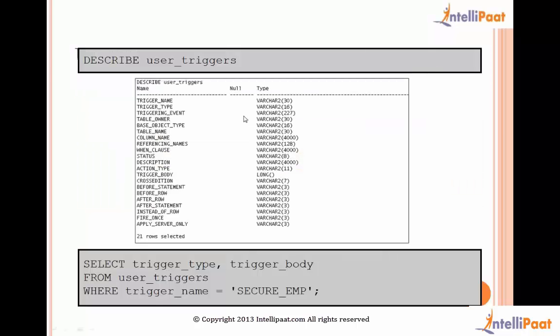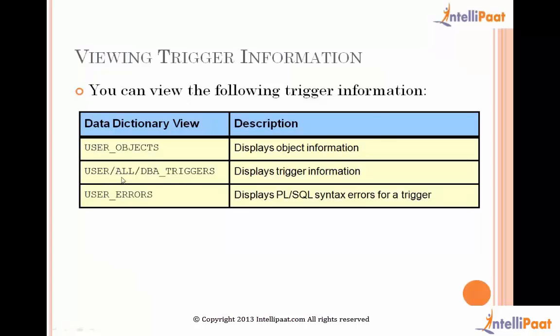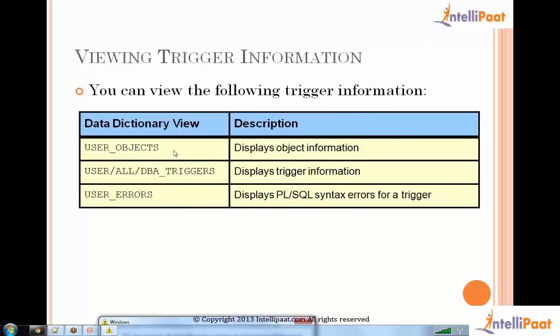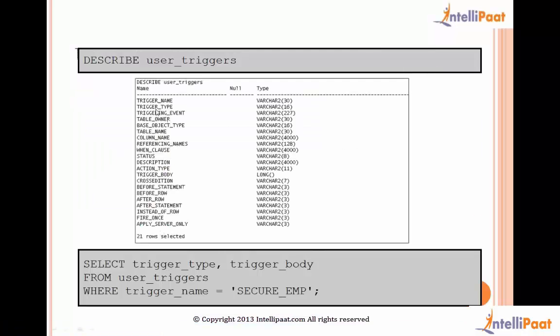You can describe the trigger. It will give the trigger name. They are describing this particular data dictionary. So what information is there in this? Trigger name, trigger type, trigger event, table owner, etc. And what is the value for the before row level, etc. So in USER_TRIGGERS you will get all the information. The only thing is you need to give the trigger name.